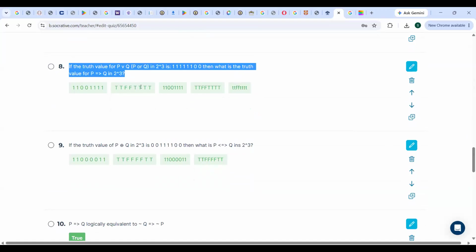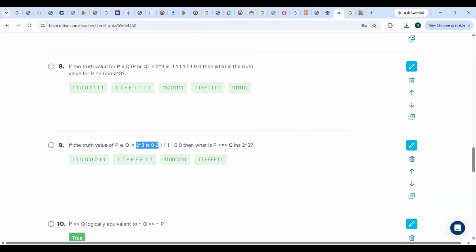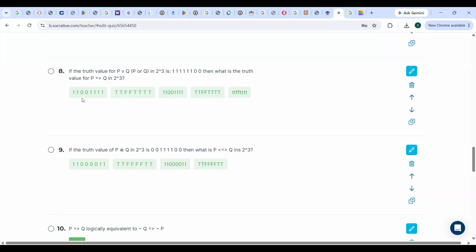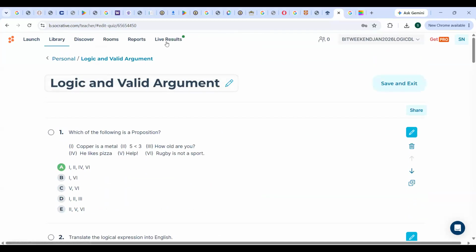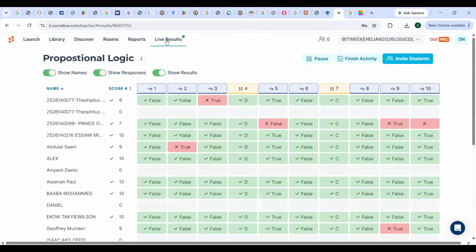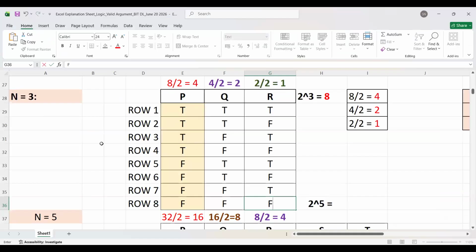By the time we are through with what we are going to do today, by next week, when you are given a statement and they tell you 2 raised to the power 3, then they will ask you what are the truth values for, let's say, P, what are the truth values for Q, what are the truth values for Y. So it's important that you learn to follow this formula we are learning to determine the possible truth values very well. Let's make sure everybody gets this.